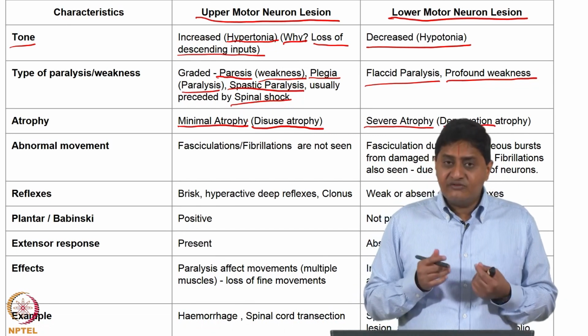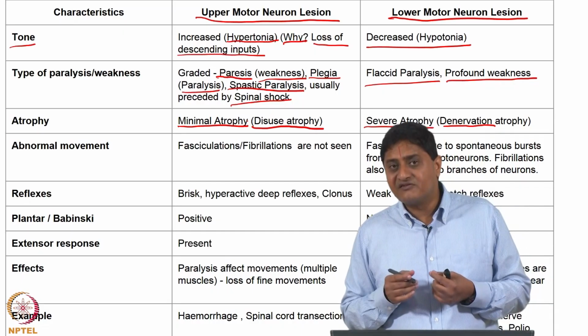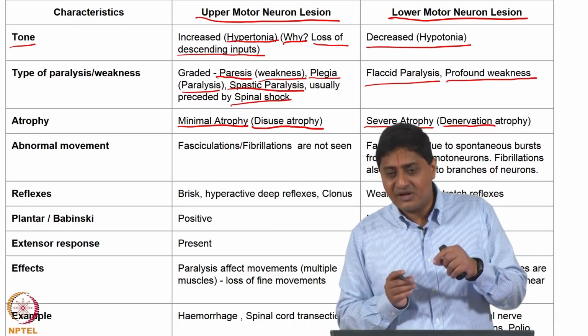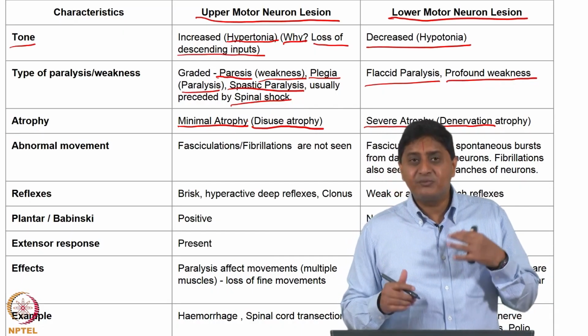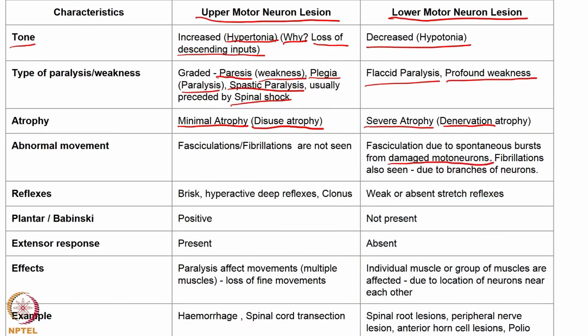And in the case of lower motor neuronal lesions, because it is possible that alpha motor neurons could be partially damaged, there can be spontaneous bursts of activity from the alpha motor neuronal pool.